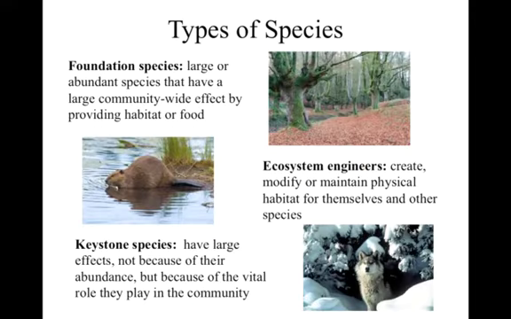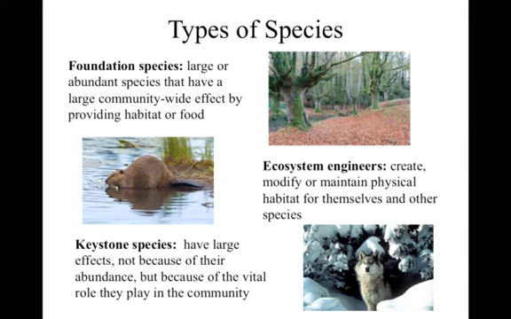All right, so the final thing we're going to talk about with this introduction to communities is the different types of species that are very important to communities and community structure, how the community looks. The first is a foundation species. So this is a large or abundant species that has a large community-wide effect by providing habitat or food. And we talked about beech forests previously. Beech is a good example of a foundation species. It provides habitat and food for the animals that live in the beech forest. And it sort of defines what that whole forest is, what that whole community is made up of.